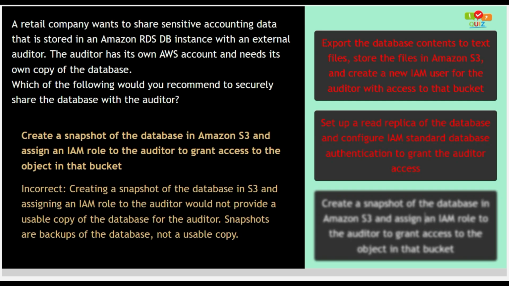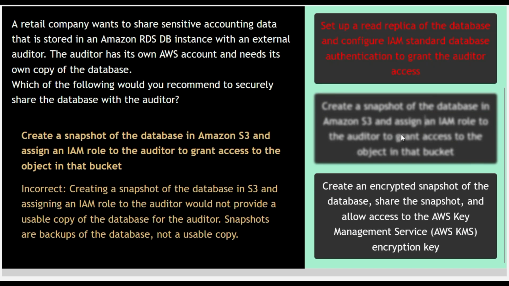Create a snapshot of the database in Amazon S3 and assign an IAM role to the auditor to grant access to the object in that bucket. This option is incorrect, as creating a snapshot of the database in S3 and assigning an IAM role to the auditor would not provide a usable copy of the database for the auditor. Snapshots are backups of the database, not a usual copy. So, option number 3 is an incorrect answer.